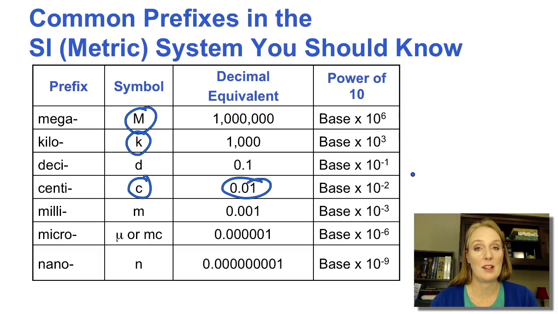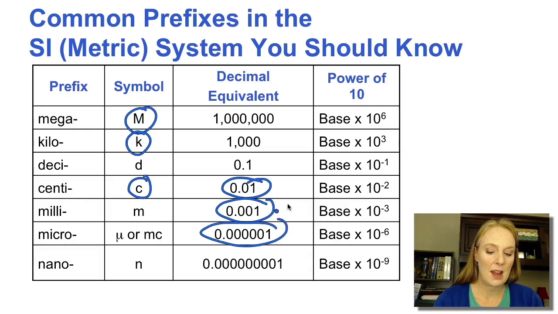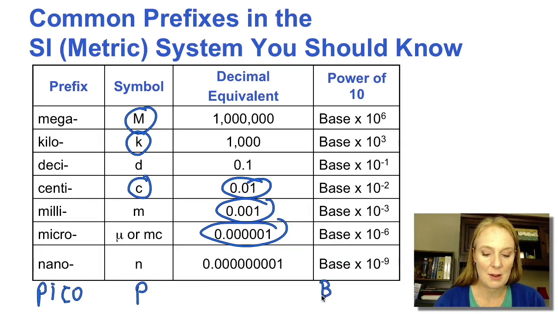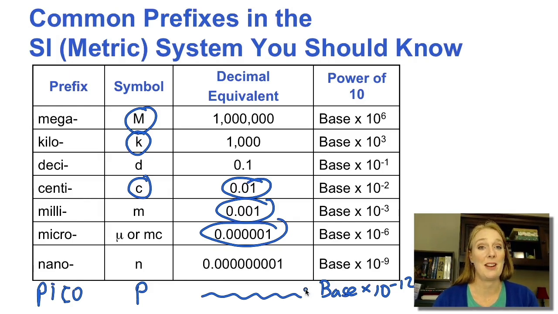Other common prefixes that get used to show very small quantities are milli, which is the 1 out of 1,000, micro, which is the unit times 10 to the minus 6, and nano, which is the unit times 10 to the minus 9. Sometimes in chemistry we go even smaller than that. We might use pico, P-I-C-O, which is a lowercase p, and that's the base times 10 to the minus 12. It would be really tedious to write that number out with all of the zeros, so I'm not going to do that. That's part of the reason we use scientific notation.